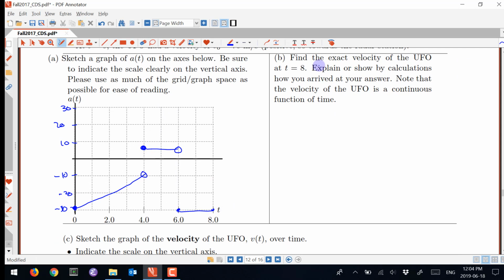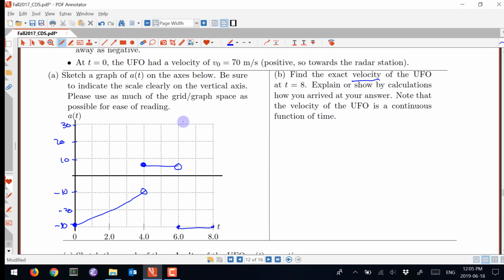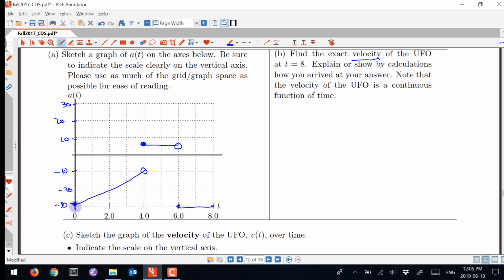Now, using that, we have to go backwards to velocity. We do know one thing, which is that at time 0, the UFO had a velocity of 70 meters per second towards the radar station. And then immediately, it was accelerating with a negative acceleration, so it was slowing down. And how do we capture all that? Well, the connection we're trying to build here is that the change in velocity over any time interval, here the entire 8 seconds, is what we get by integrating the acceleration. That'll give us the change in velocity.